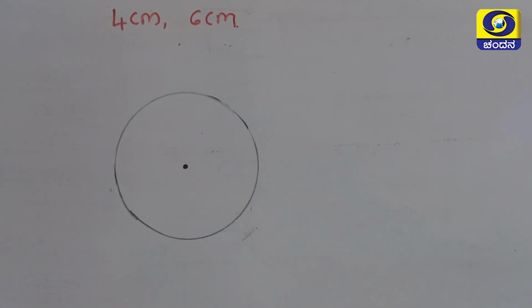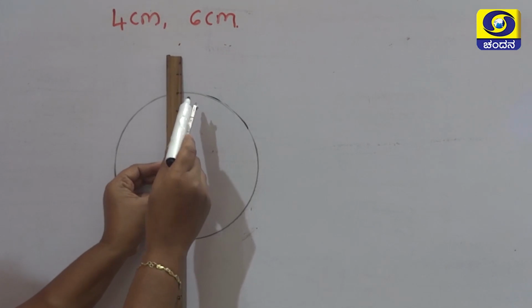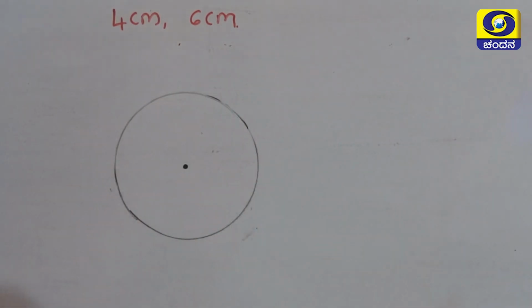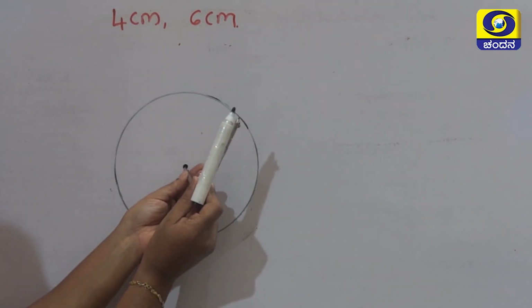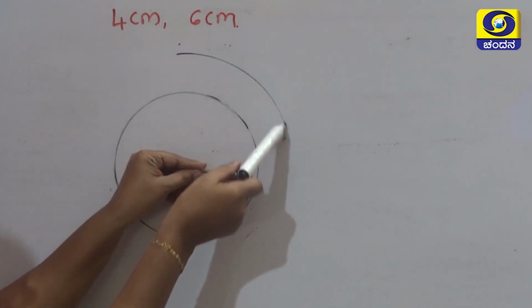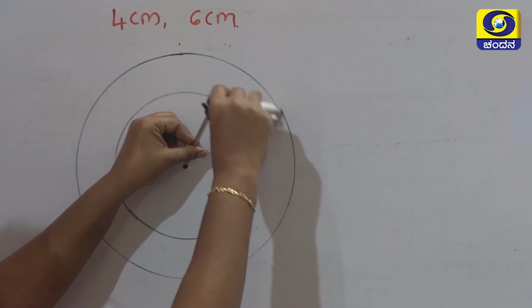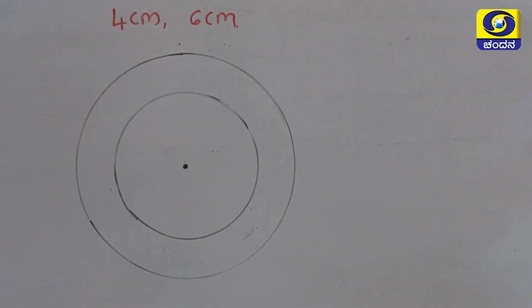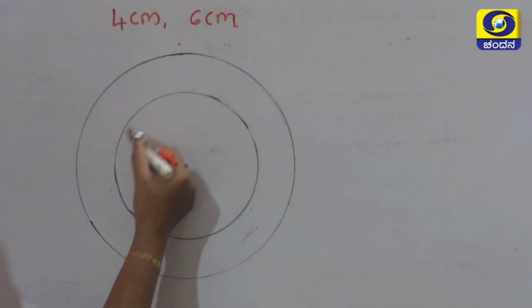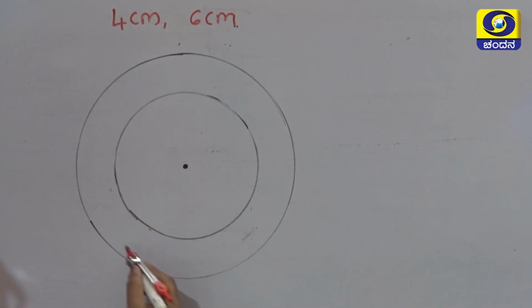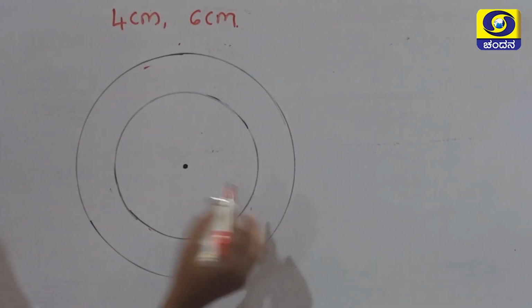Similarly, we have to draw one more circle. That circle should have the radius 6 cm. Let me measure the radius 6 cm here. This is 6 cm. This is the circle of radius 6 cm. The given question says that we have to draw tangents to this circle of radius 4 cm from any point on this circle of radius 6 cm.